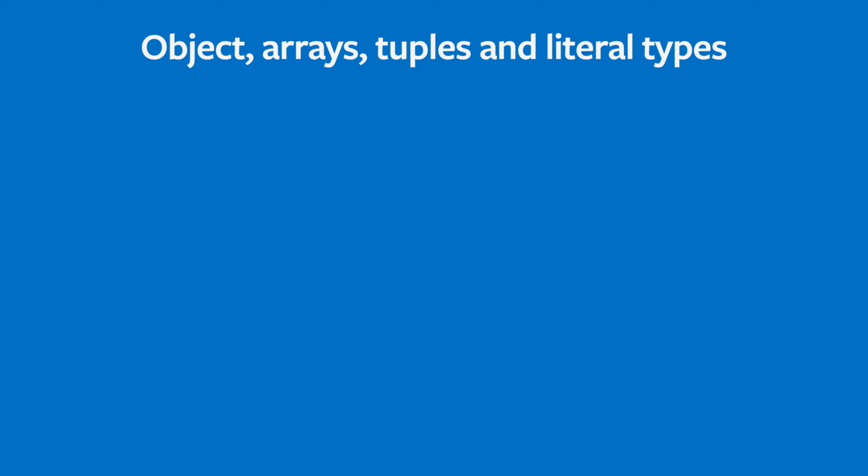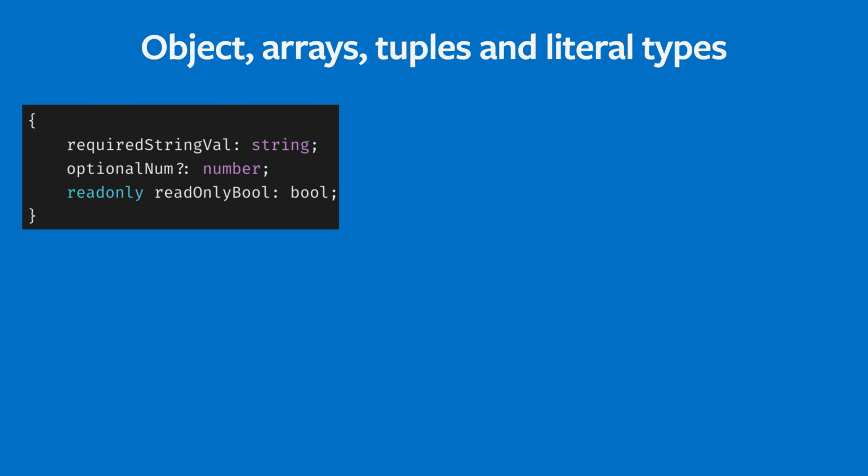Next, let's see how to specify a type for an object. Basically, we can use the same object literal, and inside it we can specify types for every property, just the same as we do for arguments or variables. Also, we can use a question mark to specify that some property is not required, and use some additional words to specify the access type, like readonly.